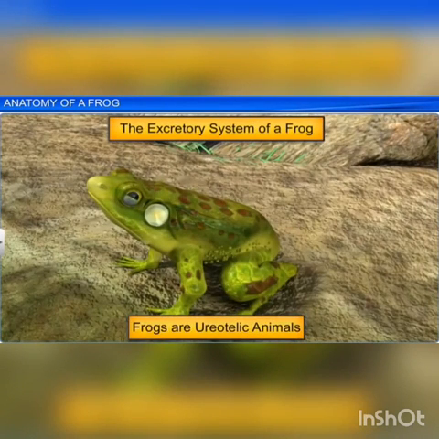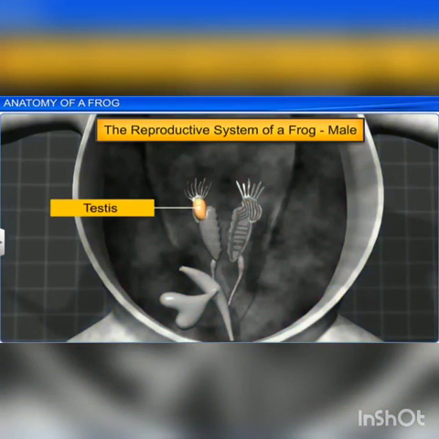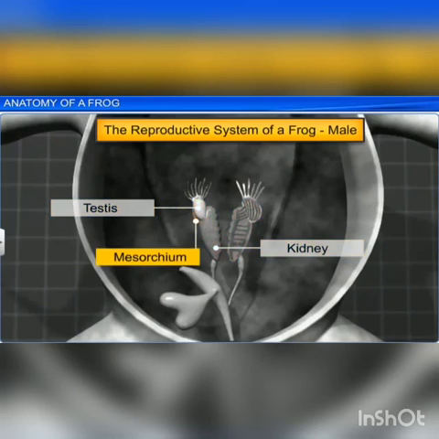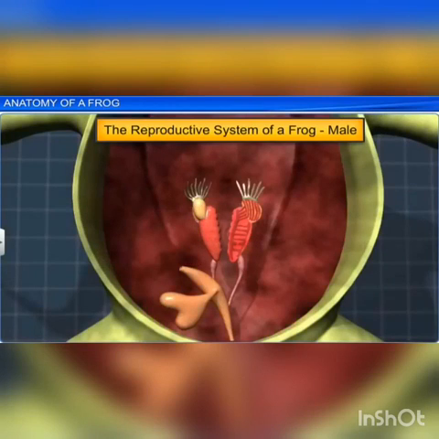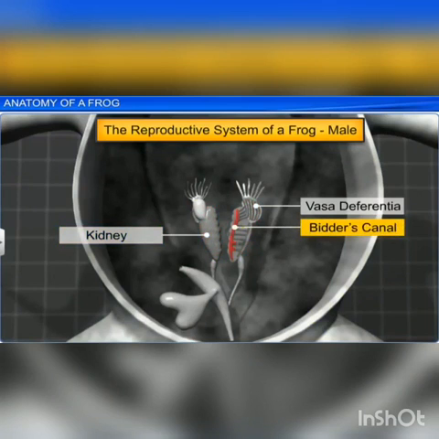Next is the reproductive system. The male frog has a pair of testes which are attached to the kidney and the dorsal body wall by folds of peritoneum called mesorchium. Vasa efferentia arise from each testis. They enter into the kidney on both sides and open into the bidder's canal. Finally, it communicates with the urinogenital duct that comes out of kidney and opens into cloaca.